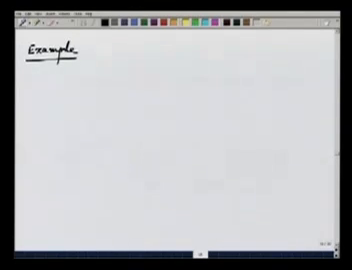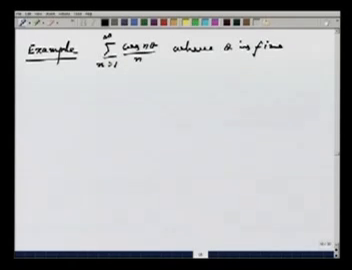Look at the following series: the summation over n from 1 to infinity of cosine of n theta divided by n, where theta is a fixed number and theta is not equal to 0. Notice that if theta equals 0, then this series does not converge, because then cosine of n theta is 1 and the summation of 1 by n does not converge. But if theta is non-zero, then we are going to prove that this series converges.